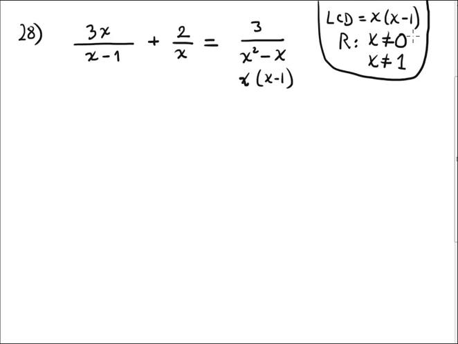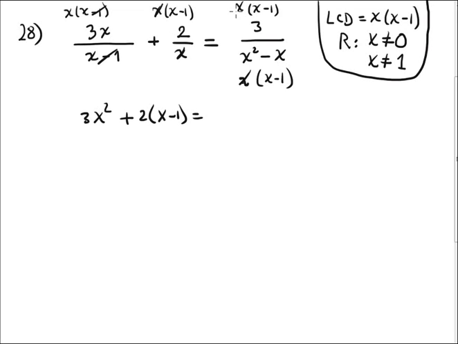Keep in mind this idea, because we are transforming the equation, and any solution similar to this is an extraneous solution. Now multiply the entire equation by the LCD. Multiply x times x minus 1, x times x minus 1, and x times x minus 1 gets our least common denominator. This is cancelled. We have 3x squared plus something. This is cancelled. This is 2 times x minus 1 equal, and this is cancelled. It's just 3.